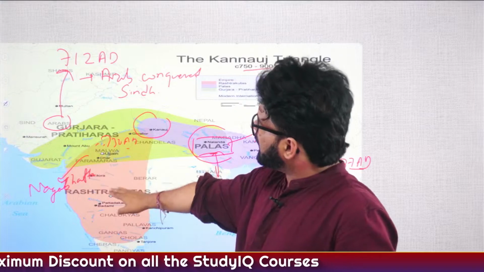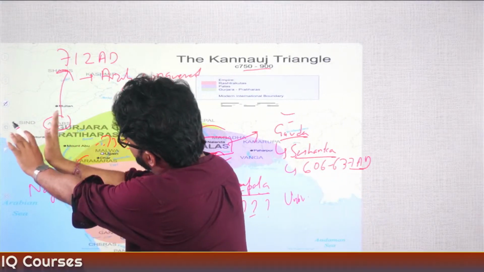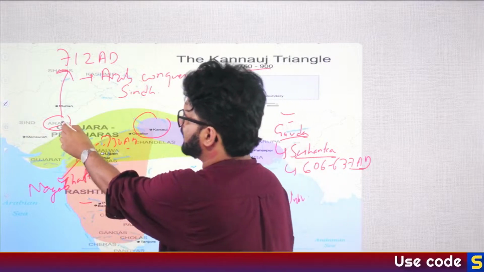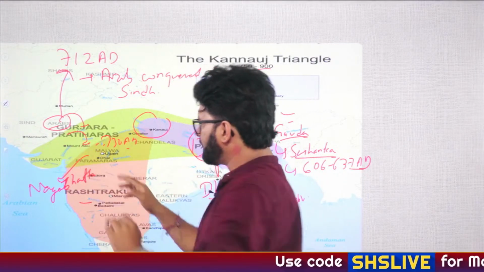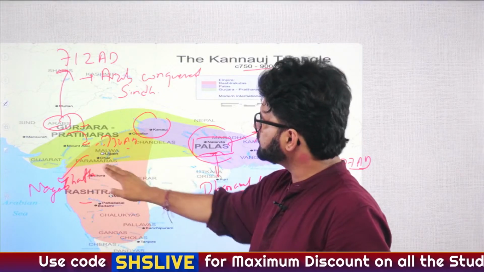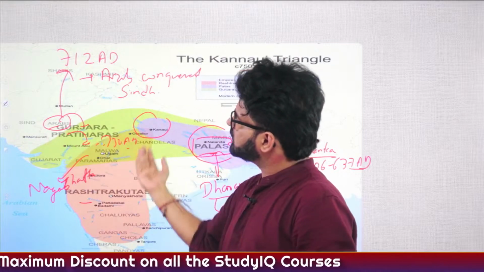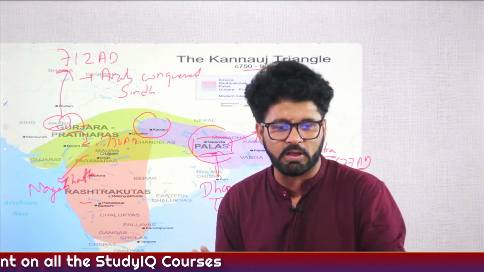Gurjara Pratihara founder Nagbhat played a crucial role in keeping Arabs confined to the Sindh region. The Arabs wanted to capture the Malwa region. Ujjain was the capital of Nagbhat and Gurjara Pratihara. But Nagbhat did not allow the Arabs to enter this area, and you have to keep that in mind.